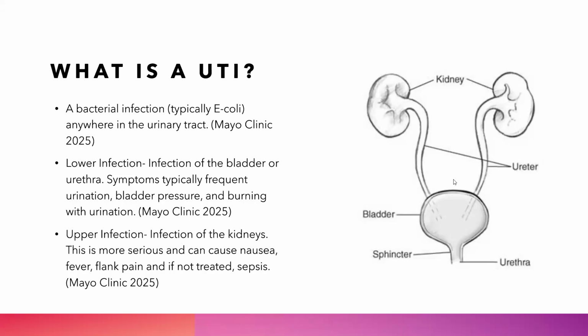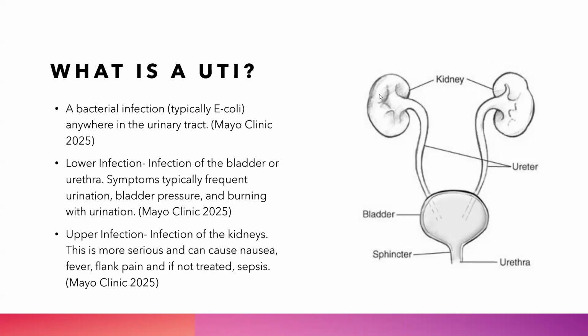Now, we have an upper and we have a lower urinary system. Upper, we're looking at the kidneys and the upper part of the ureters. Then the ureters take us down to the lower urinary system, which includes the bladder and the urethra. When we have a lower infection, we are looking at an infection of the bladder and the urethra. These symptoms are frequent urination, bladder pressure, and burning with urination.